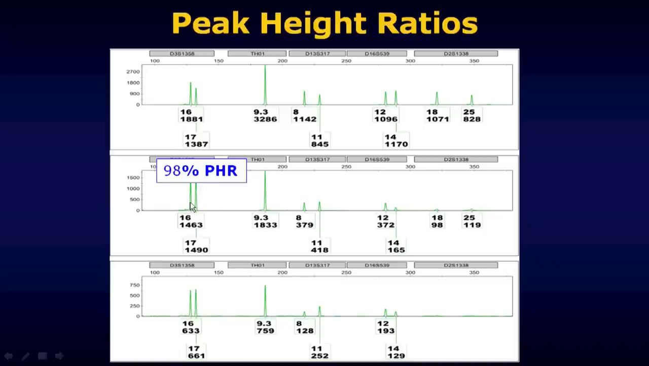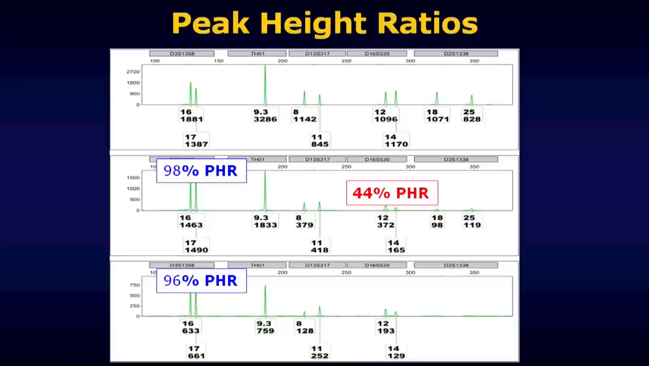And that's not the only locus where we're seeing peak height balance. We can look to another locus here, this one step further down, where we see a 16 and a 17. In this other electropherogram, the heights of these two peaks are very similar, 633 relative to 661, 96% for their peak height ratios. Right? So here we're seeing what we find when peaks are in balance, when the peak height ratios are looking good. But now, let's take a look at some peak heights where there may be some imbalance.